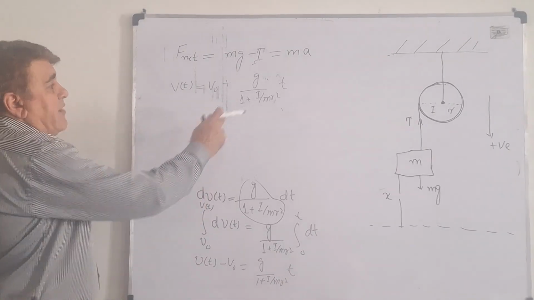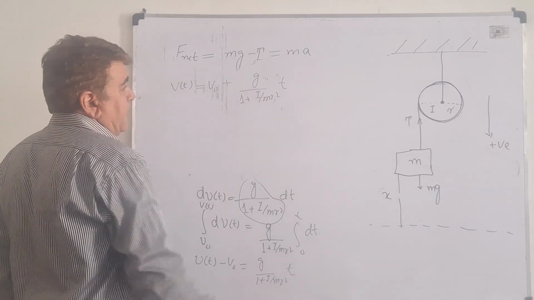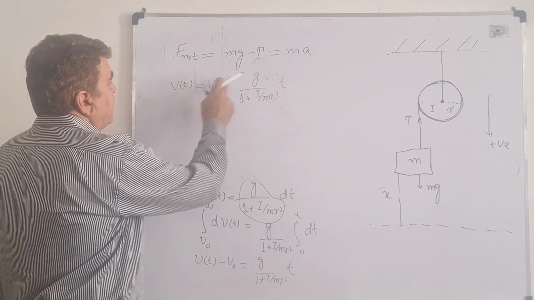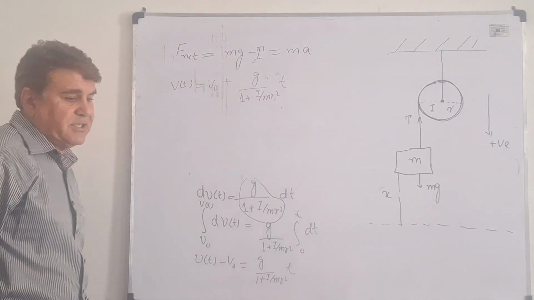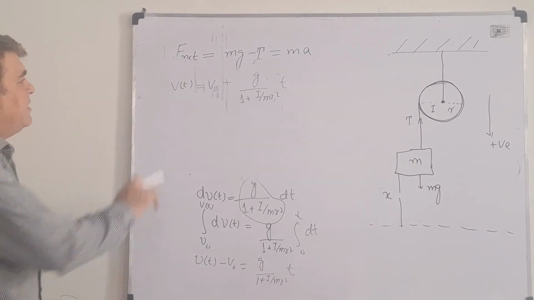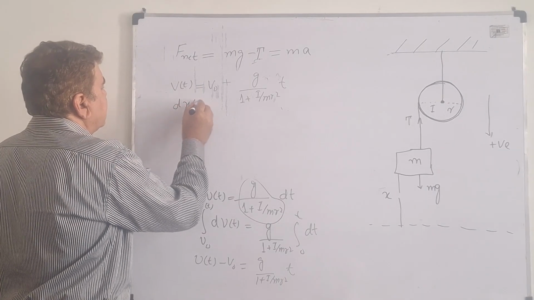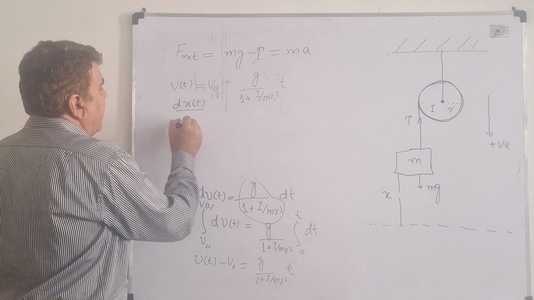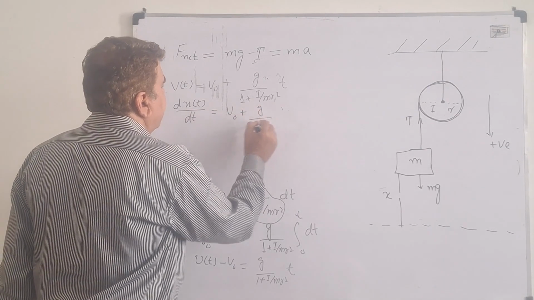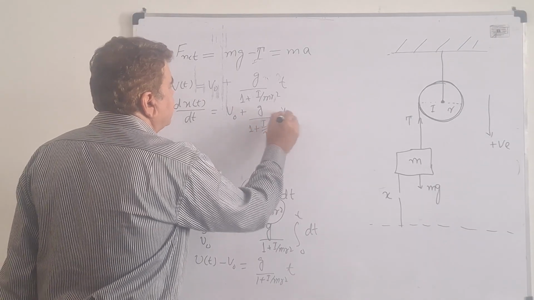Again, you see, if the moment of inertia of the pulley is 0, then we are just left with v of t equal to v naught plus gt, which is the equation for velocity of free fall. Similarly, we can write this side as dx of t over dt, and then write the equation as v naught plus g divided by 1 plus I divided by mr squared into t.